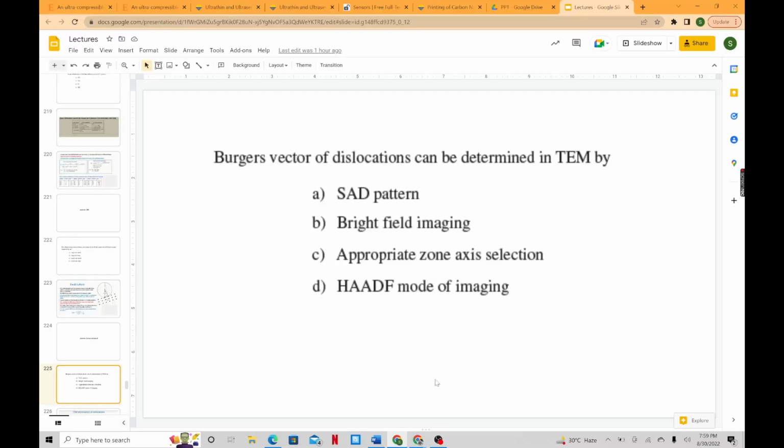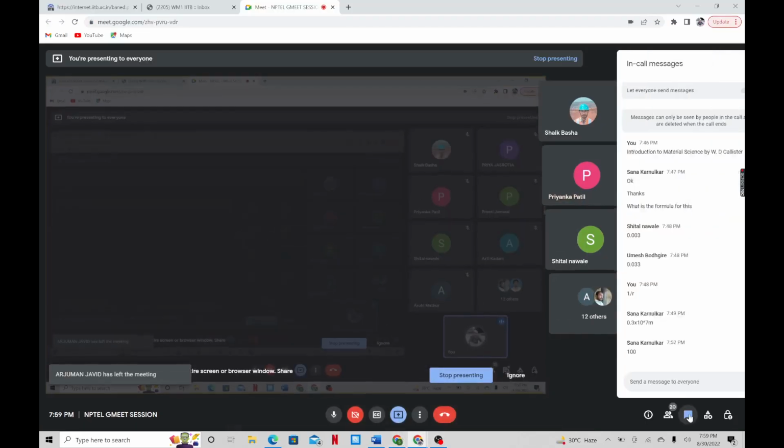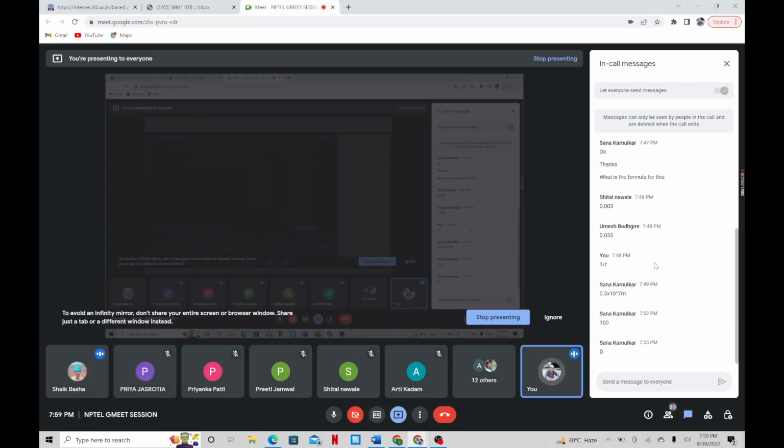Others who don't have the knowledge, they can look at some book for the Burgers vector or dislocation. You can get the basics in W.D. Callister, and you can get Dieter also, Mechanical Metallurgy by George Dieter. I forgot the spelling, but it is something like this, or you can just check. So yeah.